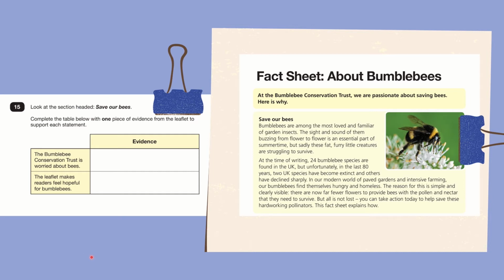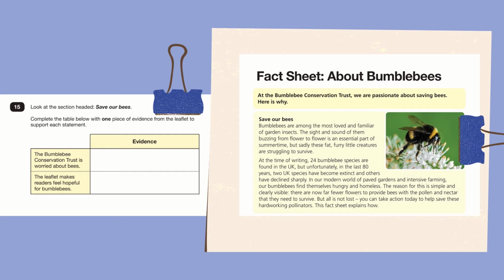Here, they've kindly told us what we already know. So normally with an inference question, they want to ask you what you know and how you know it. But here they've told us the what we know part already, which is quite kind. So we've already got this. We just need to find the evidence that tells us that this is true and this is true.